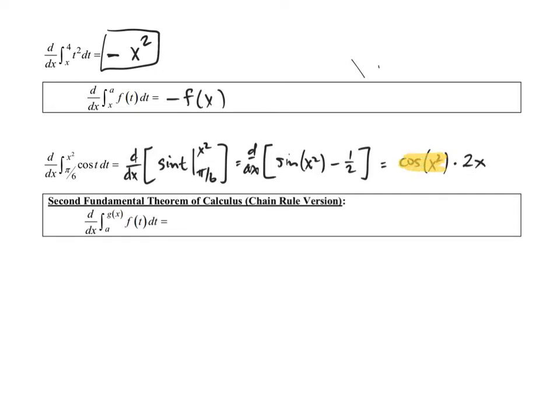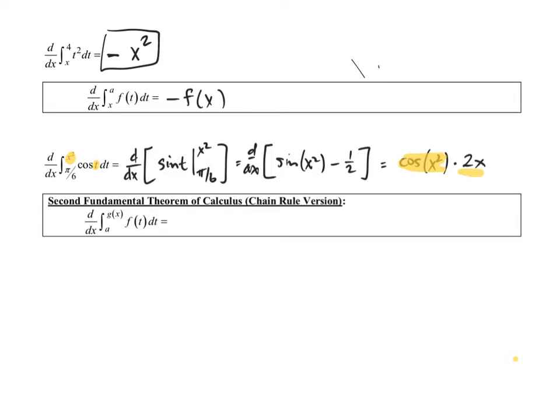That is replacing t with the upper bound. Notice that the upper bound here was x squared, and we just replaced that t with the x squared. This next part, 2x, represents the derivative of that upper bound. The derivative of x squared is 2x. And so that means that the second step for using the second fundamental theorem of calculus is to multiply by the derivative of the upper bound.